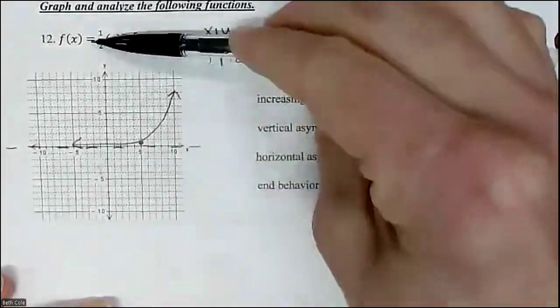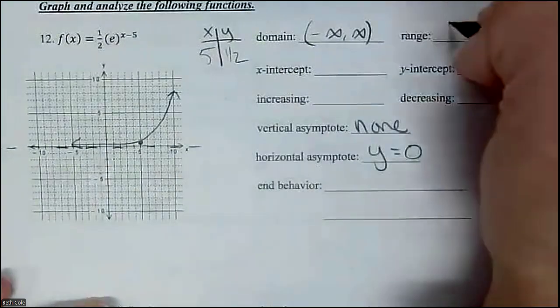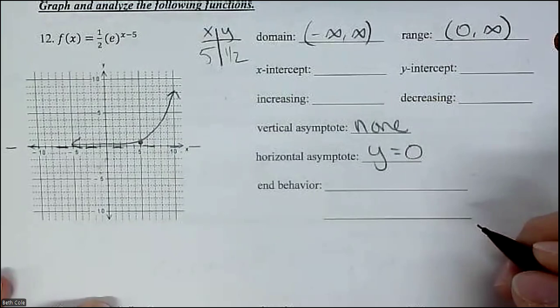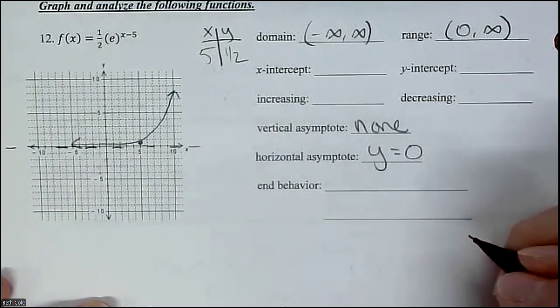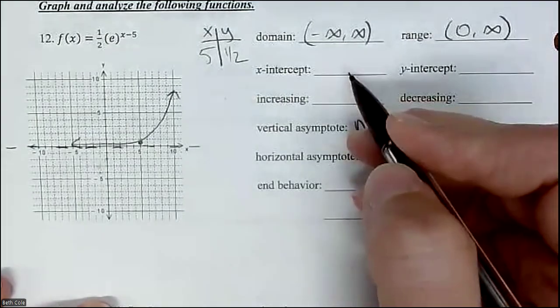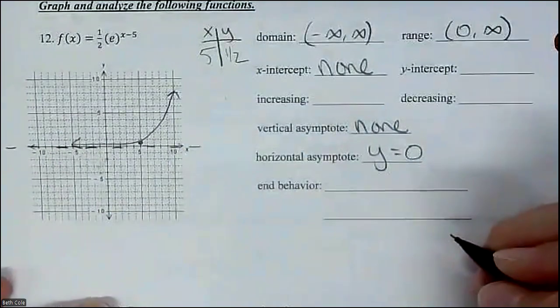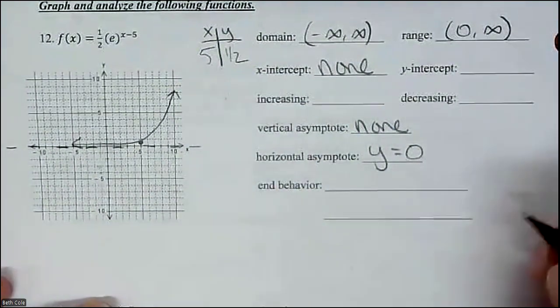Range is going to be what? Yep, 0 to infinity. I'm going to get to that, believe it or not. I'm going to actually tell you the answer, I promise, all right? X-intercept, none. That's a valid answer. There isn't one. Why isn't there one?